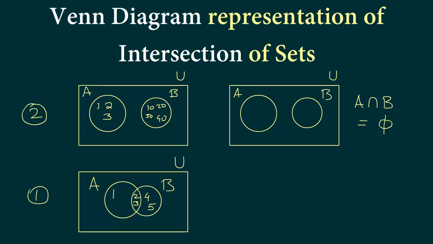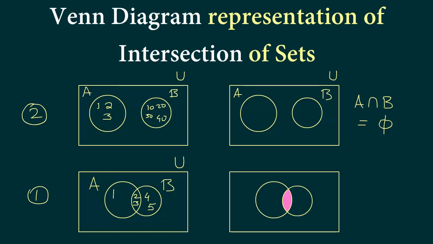In this case, A intersection B is represented by the pink colored portion. Here this is A, this is B, and A intersection B is the part which is common to both A and B. So here this is elements 2 and 3. This is 1 over here and 4 and 5 are here. But the part which is common to both A and B, A intersection B, as highlighted by this pink colored portion, is 2 and 3.